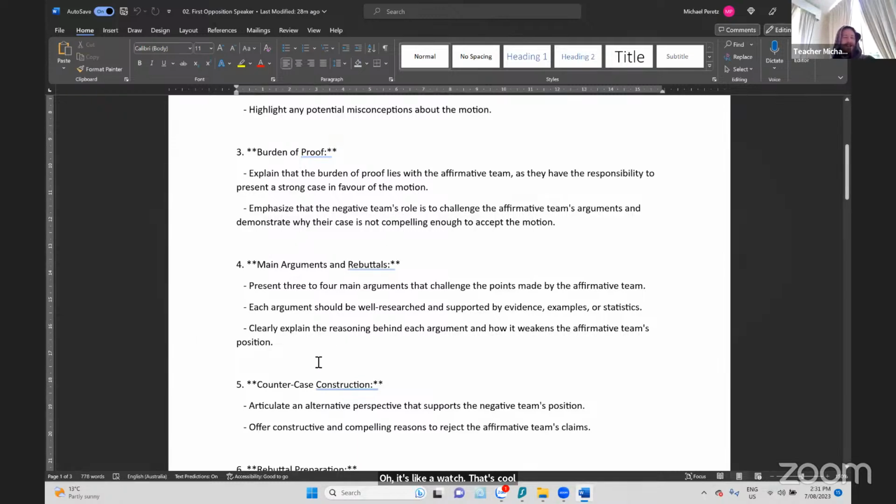And we need to clearly explain the reasoning behind each argument and how it weakens the affirmative team's position. So we're already going after them to make their arguments weaker.